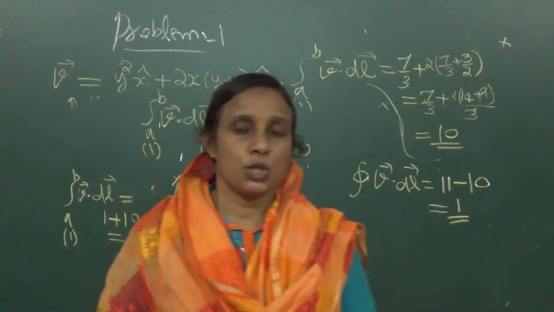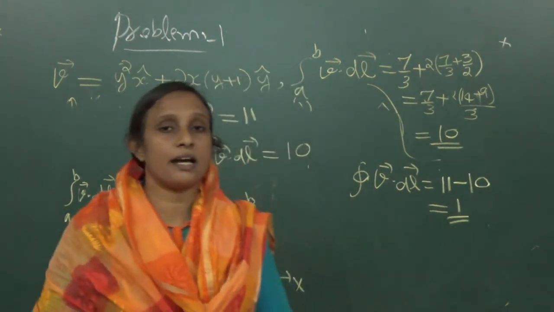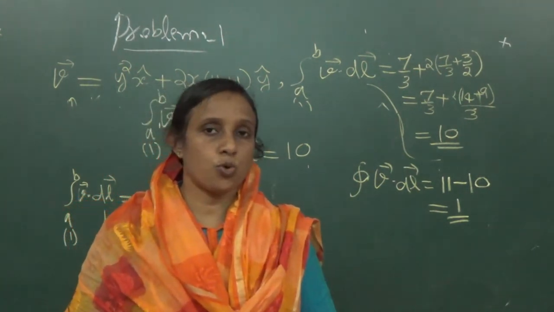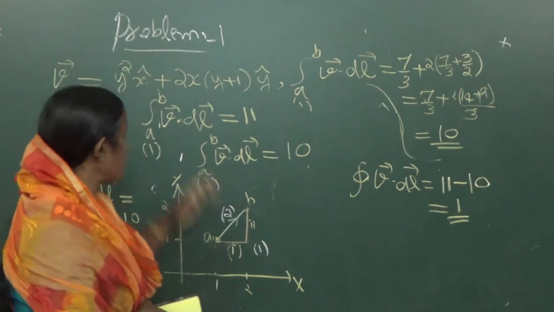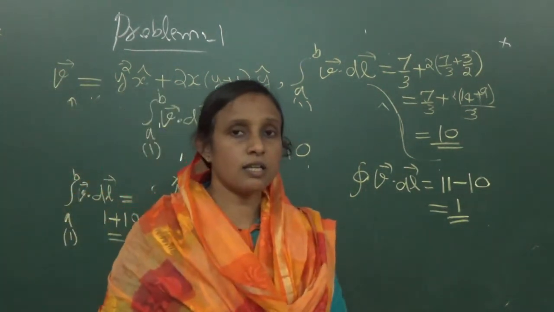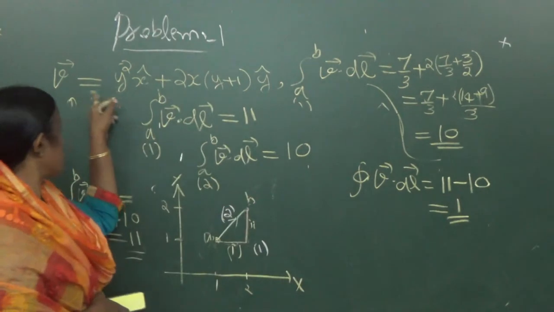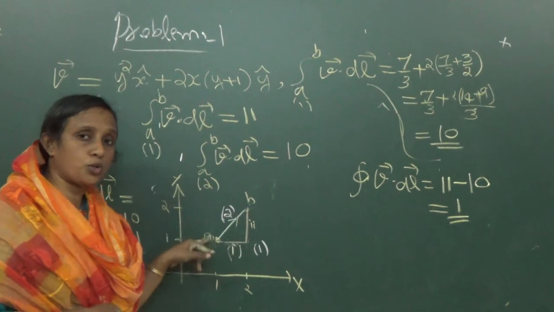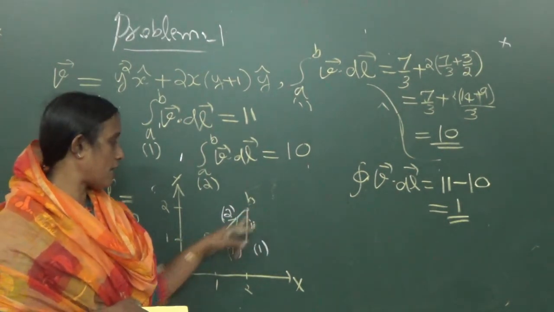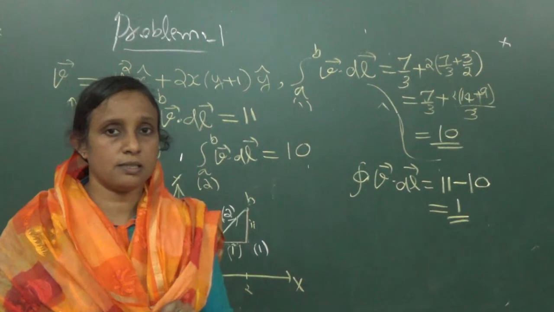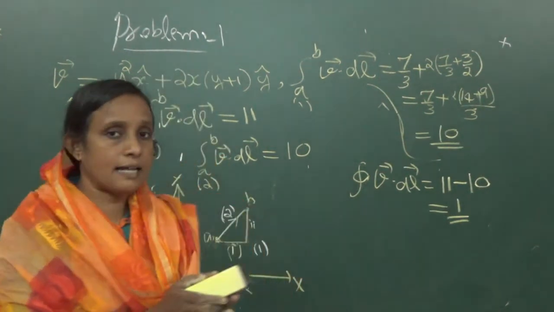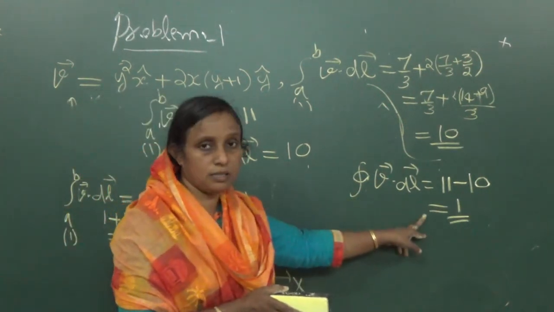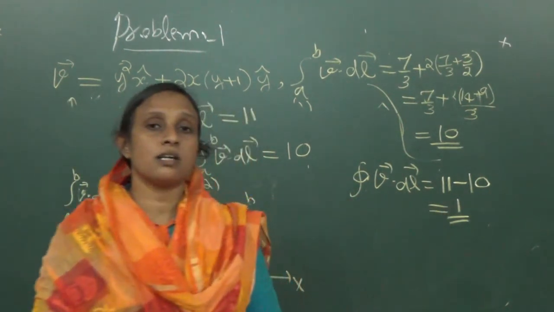So, I hope you understand how to find a line integral or path integral. I can wind up now. Here it is given a vector function, and we want to find the line integral along two different paths. We found the line integrals along two different paths. Then we combine them so that they form a closed loop. That is what we have done here. Then you get the integral value as 1.